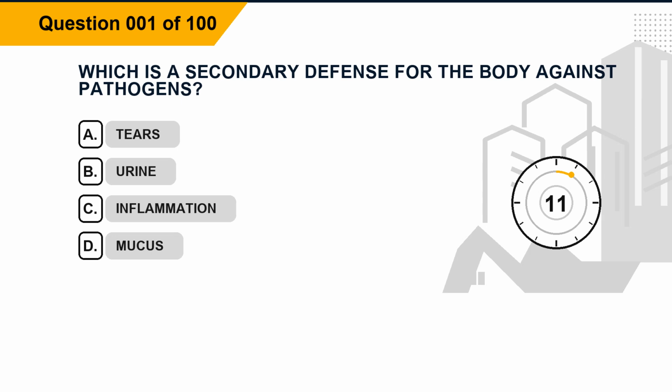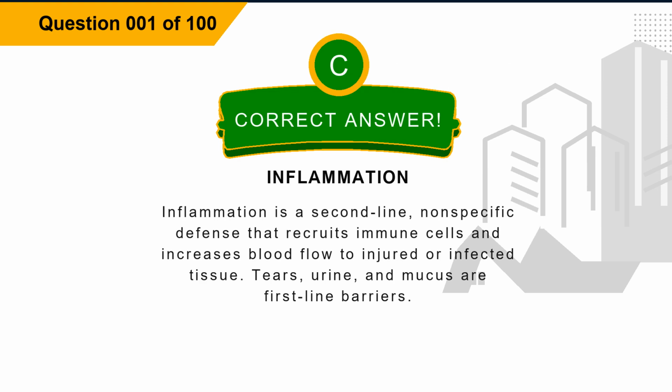Question 1. Which is a secondary defense for the body against pathogens? Option A, tears. Option B, urine. Option C, inflammation. Option D, mucus. The correct answer is option C, inflammation. Explanation. Inflammation is a second-line, nonspecific defense that recruits immune cells and increases blood flow to injured or infected tissue. Tears, urine, and mucus are first-line barriers.